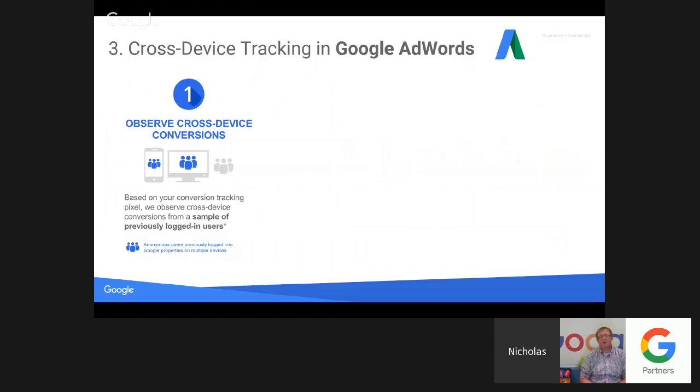The first step here is obviously that we observe cross-device behavior. Anybody who's done any digging into how different companies measure cross-device knows that there are a number of different ways that you could do this.